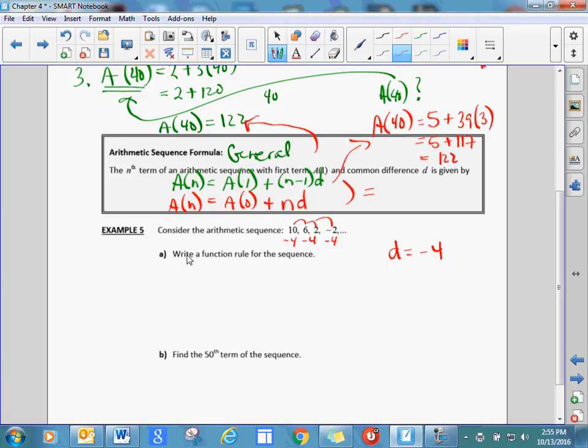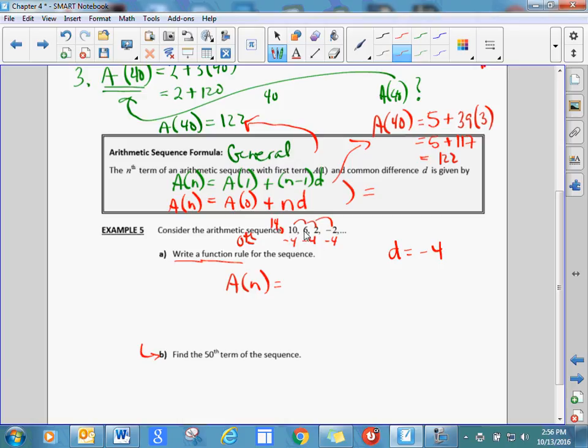But if we use the function rule, well, we'll use the function rule for part B. Let's write a function rule. We need to set up a pattern. So the function rule is, we're starting, and where would we be starting? What would be our 0th term? So we're subtracting 4 each time. So what does this 0th term have to be to get to 10 when you subtract 4? And so that's 14. 14 minus 4 is 10.